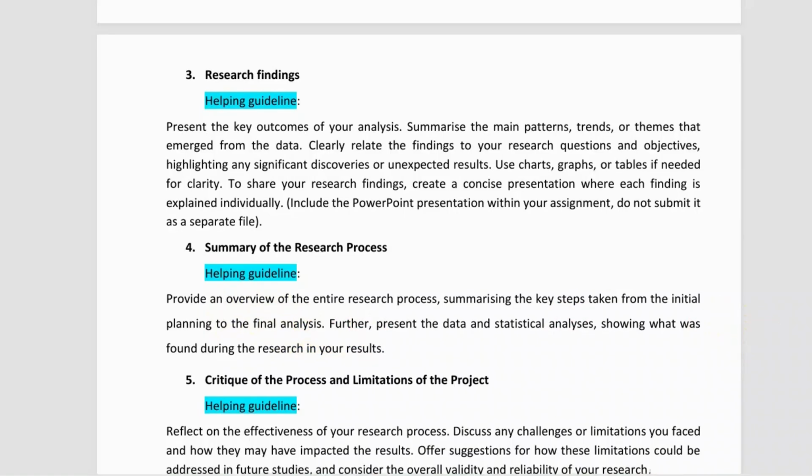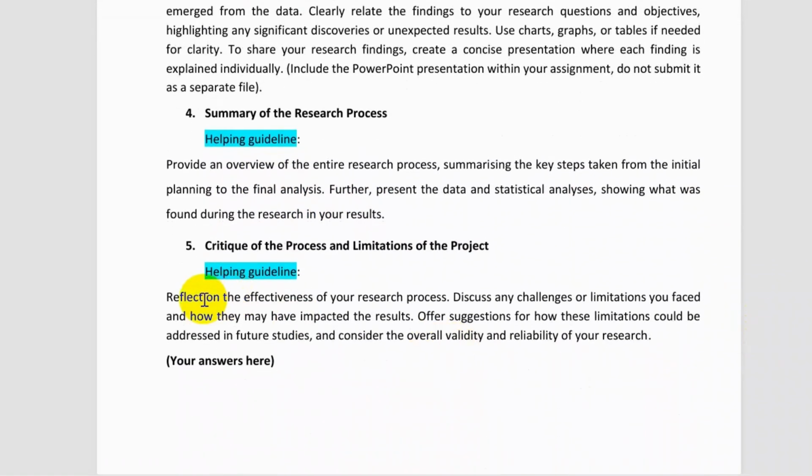Then this is the last section of the assignment, or you can say the research project, that is critique of the process and limitations of the project. Here in this section, you need to reflect on how effective your research process, your research findings, your research results are. In this, you need to discuss any challenges, any limitations of your research project as well. And you can also give future suggestions for how these limitations could be addressed in future studies, considering the overall validity and reliability of your research.